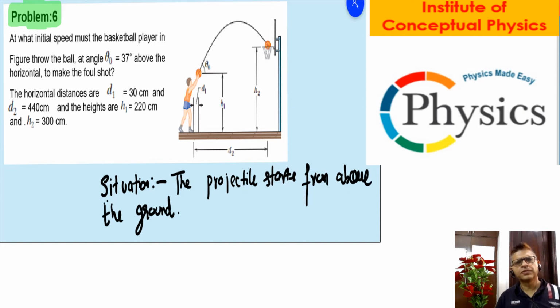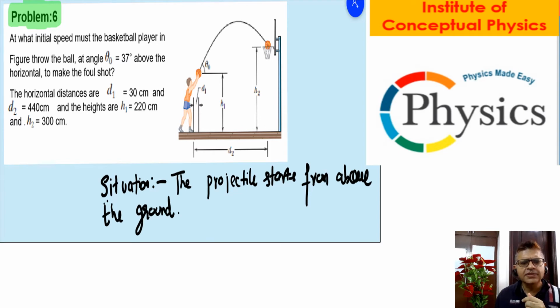Good afternoon. So this is a projectile problem, as you can see, and let's do this numerical jointly. Now you can see there is a basketball player, and he is trying to take a foul shot, right? So he's standing, and his hands are up, and he's projecting the ball upwards, right? And you can see the height of his hands above the ground is given to be h1.